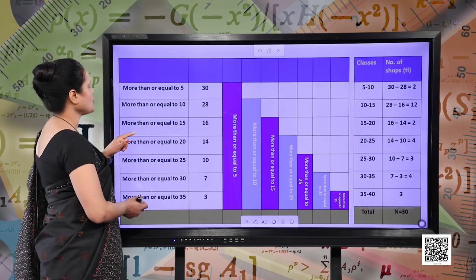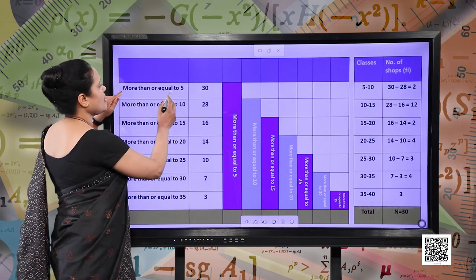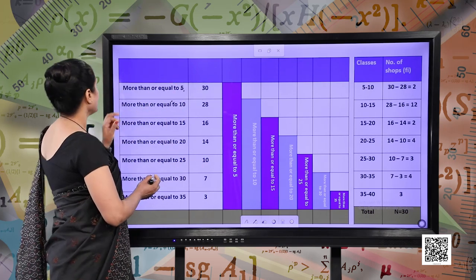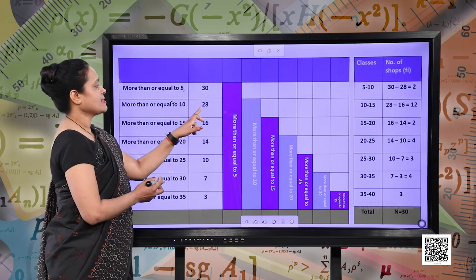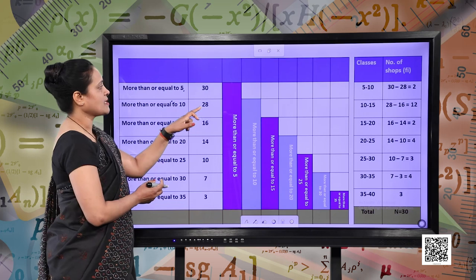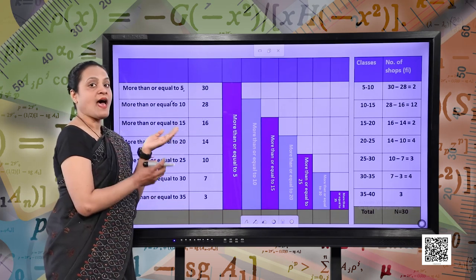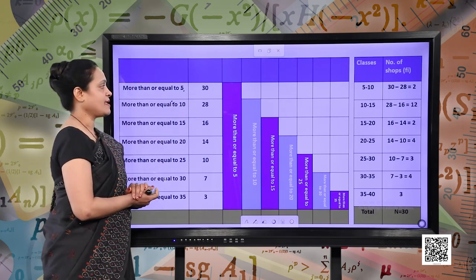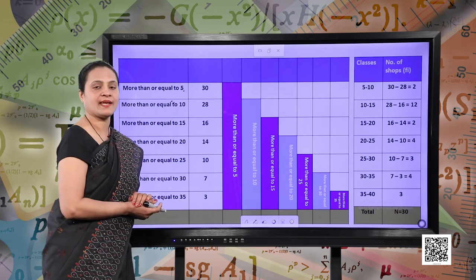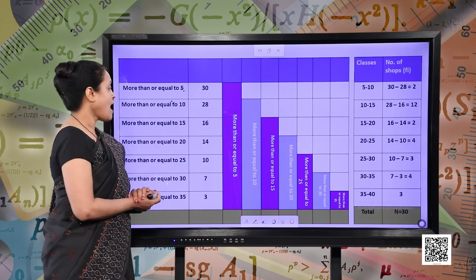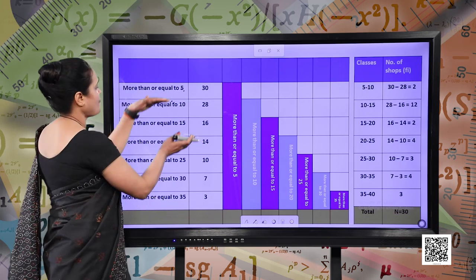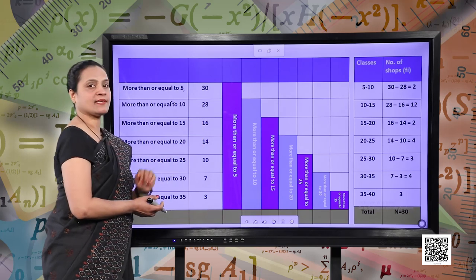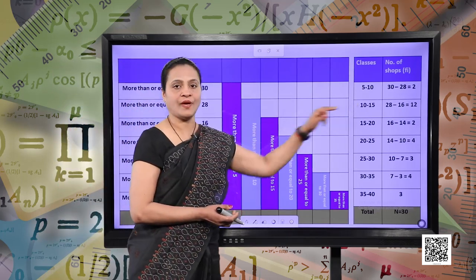In this image, you can see more than or equal to 5 lakh, there are all the 30 shops. Then more than or equal to 10 lakhs, there are 28 shops. Then how many shops have earned profit from 5 to 10 lakh? Yes, it will be 30 minus 28, that means 2 shops. How many shops have earned profit from 10 to 15 lakh? That will be 28 minus 16, that means 12 shops.